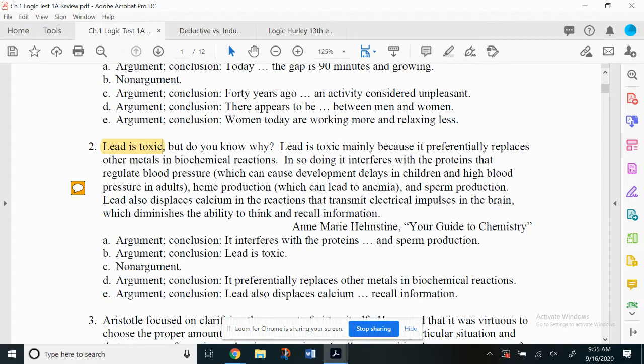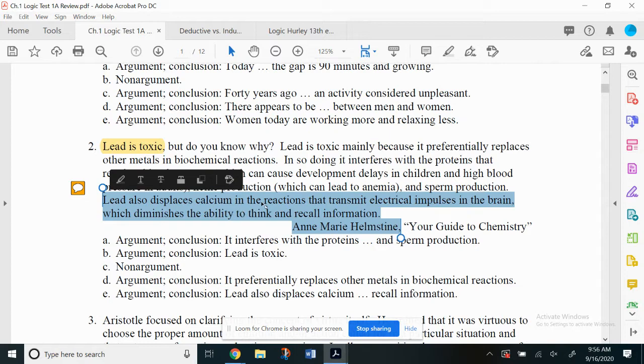Every single statement should be supporting this. So the first one, lead is toxic mainly because, okay, that first statement looks like, yeah, that's definitely supporting this. What about this one? In so doing, it interferes with the proteins that regulate, blah, blah, blah, hemo production, sperm reduction. Okay, so we're starting to veer off. This whole statement right here doesn't say anything about lead being toxic. It talks about blood pressure, hemoglobin, sperm production. So you immediately know that statement does not support that. Therefore, either this whole thing is not an argument or this isn't the conclusion. So to give you the hint, if you look, you'll find out that this statement talks about other things, but it doesn't talk about lead being toxic.